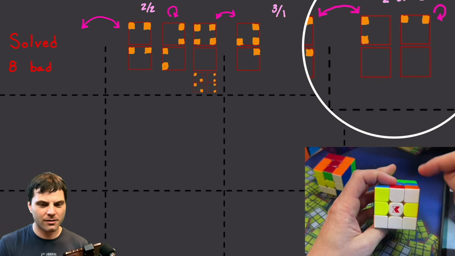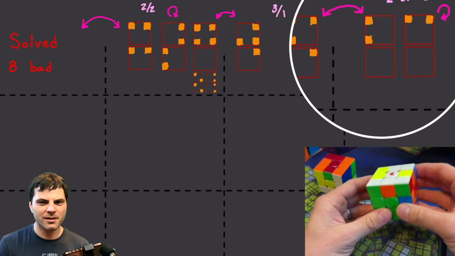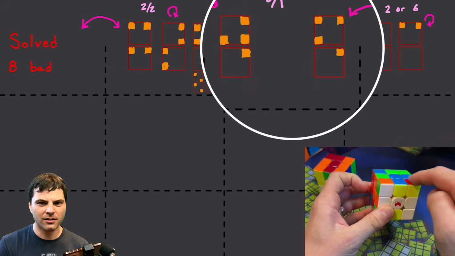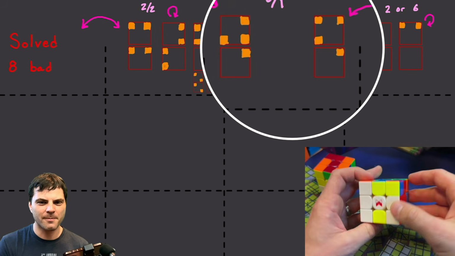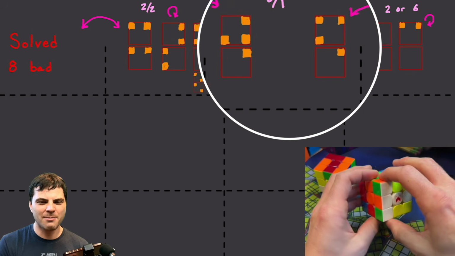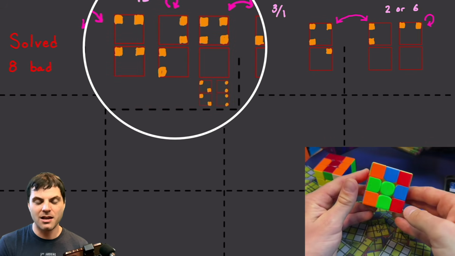If I put, let's say, 1 on top and 1 on the bottom and do a U move, and now I have the 3-1 case. There's 3 on the top, 1 on the bottom. If I make it where there's 2 on the bottom, 2 on the top, I do a U move, and now I'm in the 2-2 case.